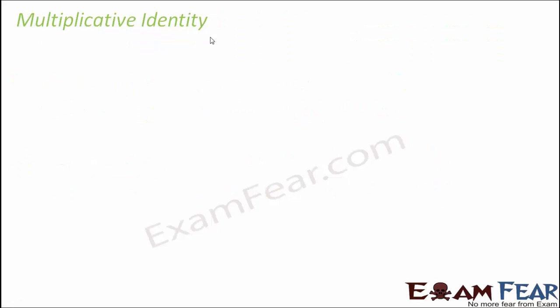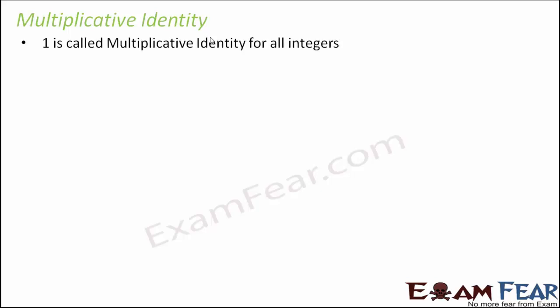So now we talk about multiplicative identity. Now we have learned about additive identity. So additive identity is a number which when added to an integer gives the same integer. Multiplicative identity is that number which when multiplied to an integer retains its identity. So one is called the multiplicative identity for all integers. I hope you would have guessed by now why. Because if you multiply any integer with 1, the result will always be the same integer.